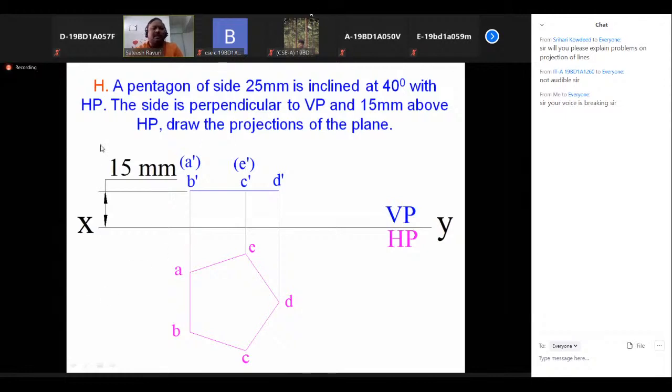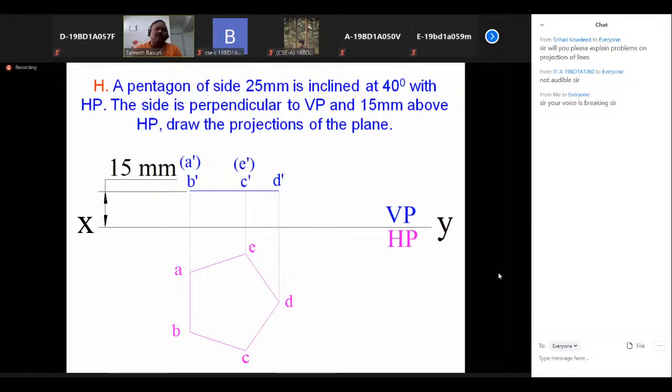The given problem here is a pentagon of side 25 mm is inclined at 40 degrees with HP. So you just remember, students, the pentagon of side so and so is inclined, though it is not mentioned in the statement, you should realize or understand that the pentagon of 25 mm side means the surface of the pentagon of side 25 mm.